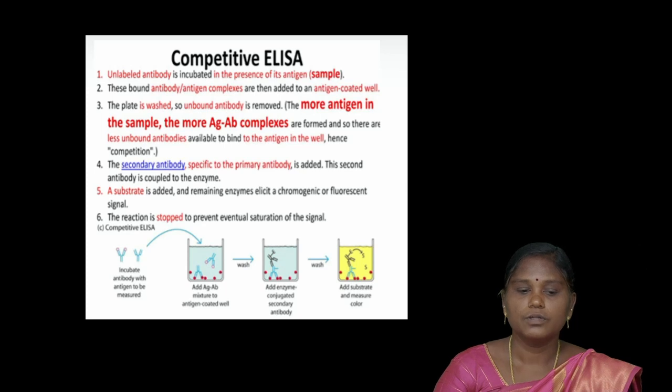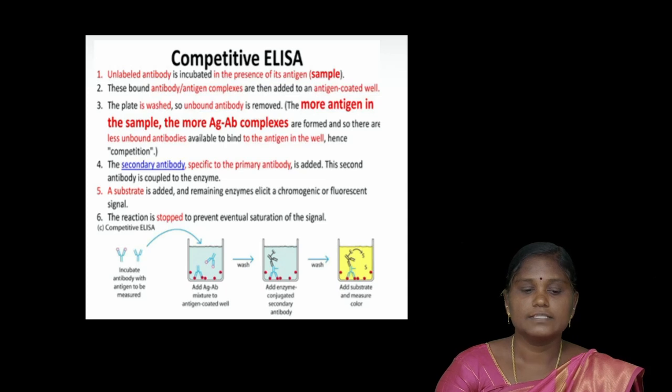Okay, so the more antigen in the sample, the more antigen-antibody complexes are formed, and so there are fewer unbound antibodies available for binding to the antigen. Hence there will be competition between the antigen and antibody binding. So that is the competition. So that is why it is called competitive ELISA here.